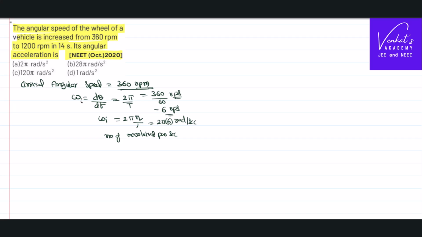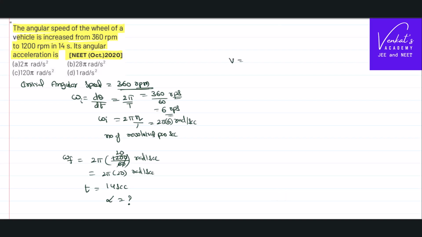That is omega initial. I can write omega final as 2 pi into 1200 revolutions per minute by 60, then it becomes radian per second. 1200 by 60 is 20, so that's going to be 2 pi into 20 radian per second. It said the angular velocity changed from 360 to 1200 in a time of 14 seconds. What is the angular acceleration? That's the question that has been asked.